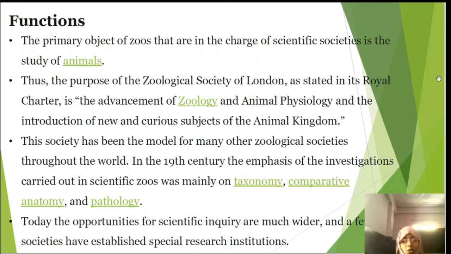In the 19th century, the emphasis of the investigations carried out in scientific zoos was mainly on taxonomy, comparative anatomy and pathology. That is nothing but, in the initial days, in the 19th century, zoos were a major source for the study of taxonomy, comparative anatomy and pathology. Pathology is nothing but the study of diseased organisms. Okay, so how do you study all these organisms? You cannot go into a wild forest and study the organisms, isn't it? So to study all the organisms, it is the place where you can go and have a look at all the wild animals in one particular area. Okay.